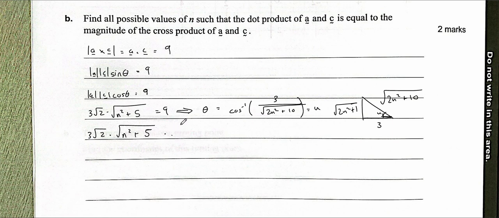So |A||C| sine theta is 3 root 2 times root n squared plus 5 multiplied by root 2n squared plus 1 over root 2n squared plus 10, and this is equal to 9. And these two cancel, so we get that 3 root 2n squared plus 1 is equal to 9. So 2n squared plus 1 is equal to 9, and n is equal to plus or minus 2.